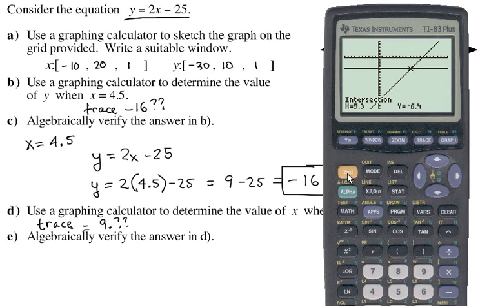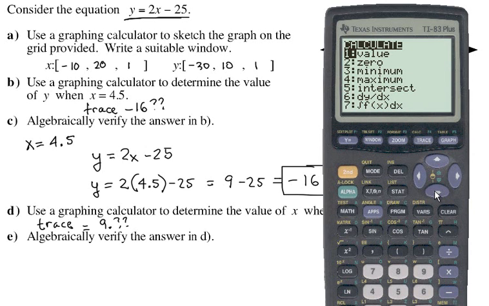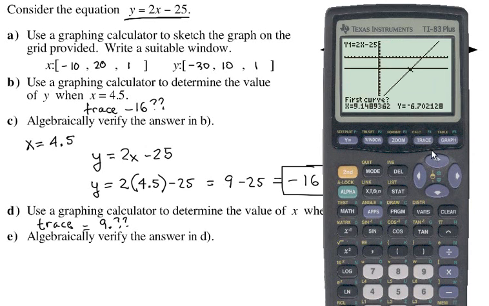So, to summarize, to do that, you go second trace, intersect, and if you've only got two curves in the calculator, you just go enter, enter, enter, and it will find the nearest intersection point to where the bug was. In this case, 9.3.